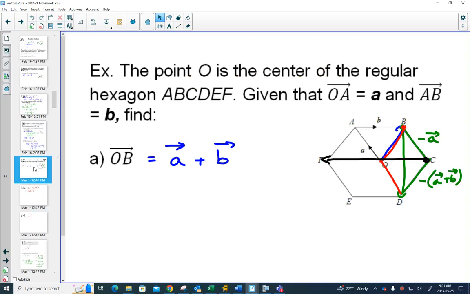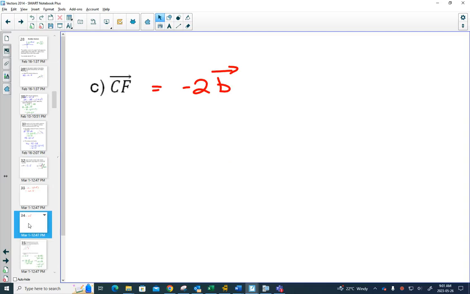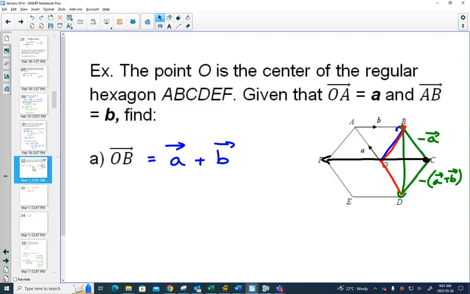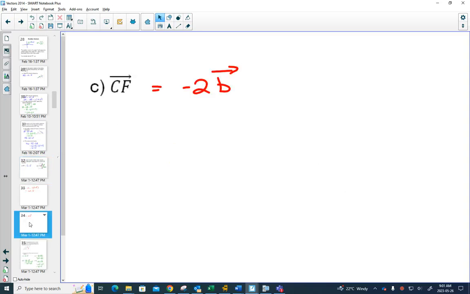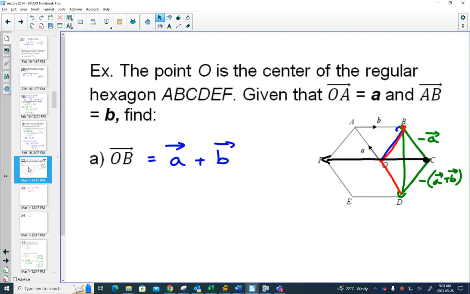So visualizing that. Where are we starting? Starting from B and going to D. Minus A twice and then minus B once. And then finally, from C to F would be minus 2 B's.